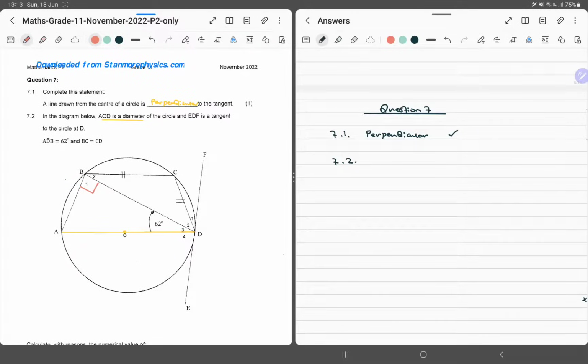So always get the statement, do your inspection, make an interpretation quickly. And then the next business says EDF is a tangent. So this is a tangent, EDF.